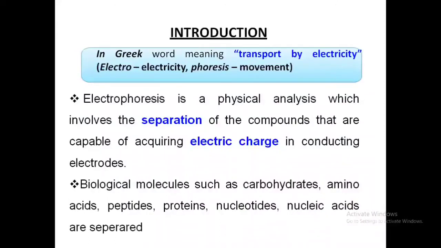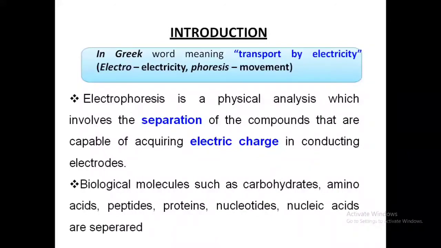You take one container and place a buffer solution in it. Buffer, as you know, contains charged particles: positive ions are there, and at the same time negative ions are there. When you dip two electrodes into the buffer solution and apply voltage or potential between those two electrodes, the migration of charged particles happens towards opposite electrodes. So finally, you can achieve the separation that happens in electrophoresis.